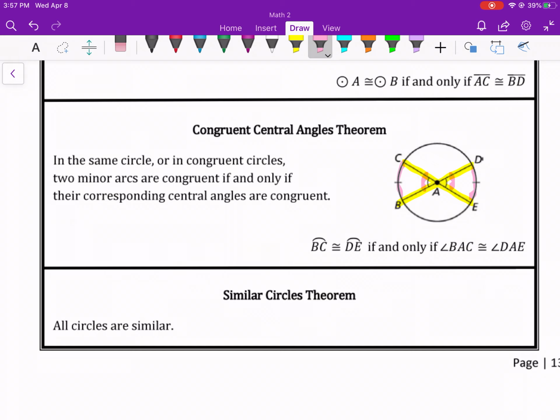And then last but not least, all circles are actually similar. So I can dilate any circle I want, and I can make it bigger or smaller and map it to any other circle anybody gives me. They're all similar. So there are some other examples in these notes, but I'm actually going to go ahead and skip them. I think this is plenty.